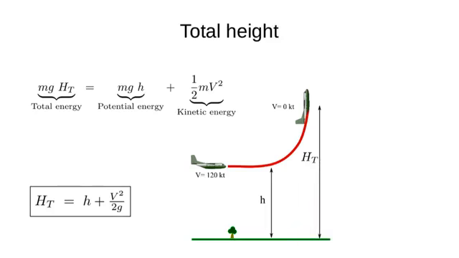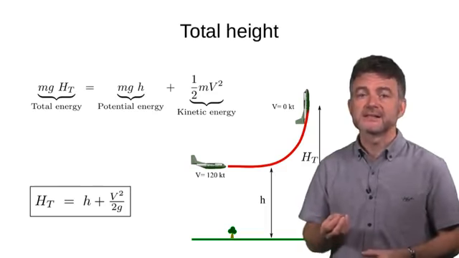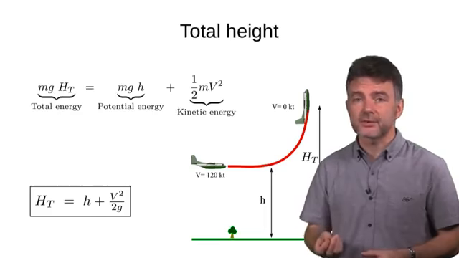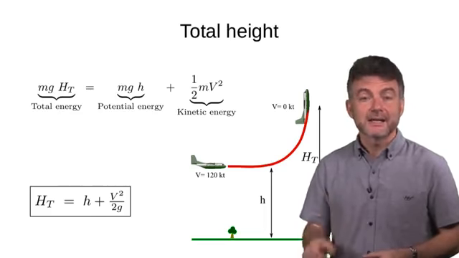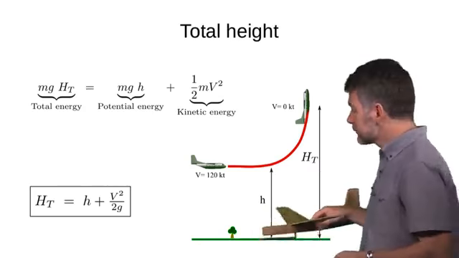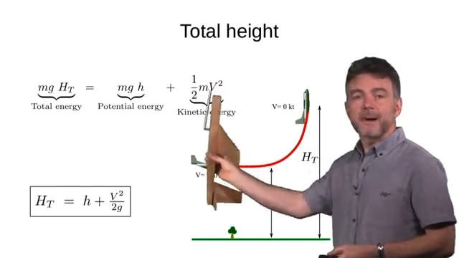mght equals mgh, with h being the current altitude, plus 1/2 of mv², the current kinetic energy. This gives us ht equals h plus v² over 2g, which is not dependent on m. So total height depends on speed and altitude, that's all. It doesn't depend on mass. Total height is the altitude at which, if the pilot pulls up, the aircraft will stop and start going backward.